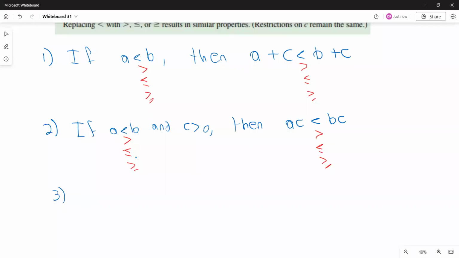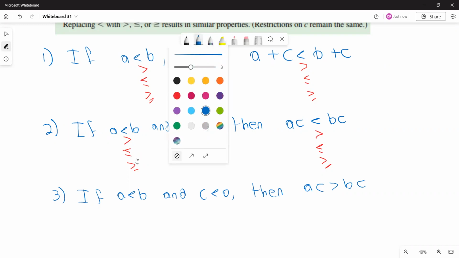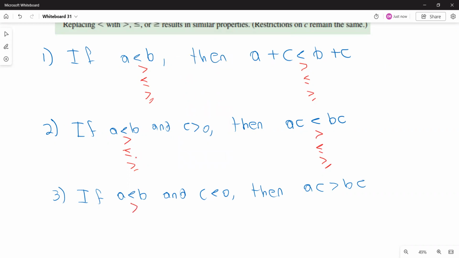So if a is less than b and c is negative, then a times c is greater than b times c. And the same is true for other inequalities. If we have greater than, the inequality flips or reverses.